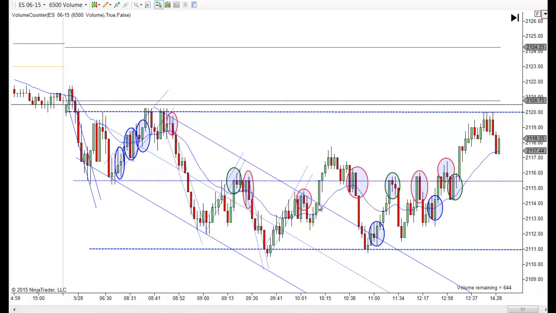There's that little gap over my line again. You see that quite often. We've talked about it before.